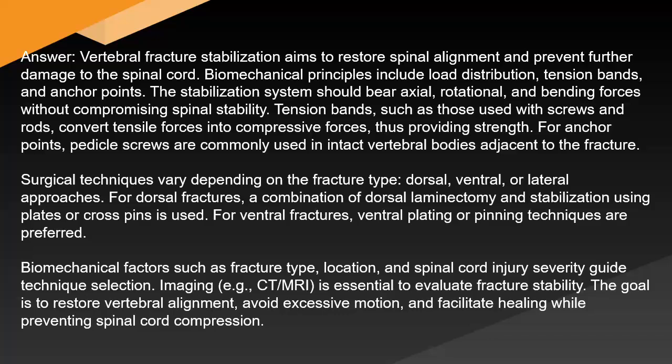Surgical techniques vary depending on the fracture type: dorsal, ventral, or lateral approaches. For dorsal fractures, a combination of dorsal laminectomy and stabilization using plates or cross pins is used. For ventral fractures, ventral plating or pinning techniques are preferred. Biomechanical factors such as fracture type, location, and spinal cord injury severity guide technique selection. Imaging, including MRI, is essential to evaluate fracture stability.